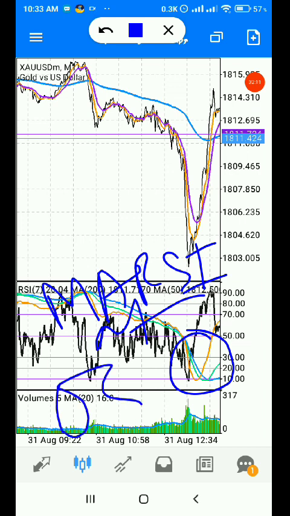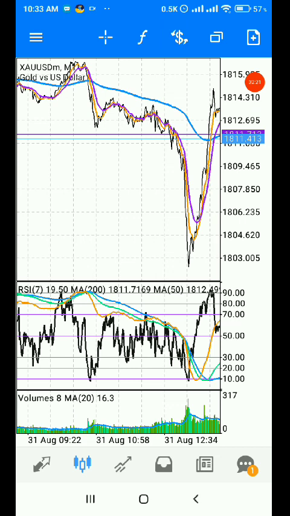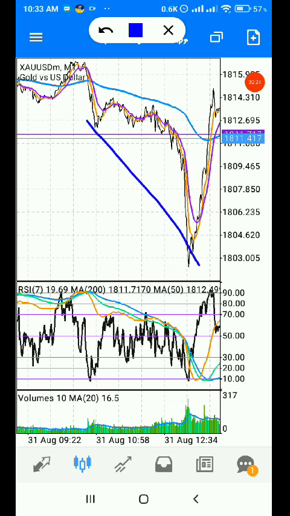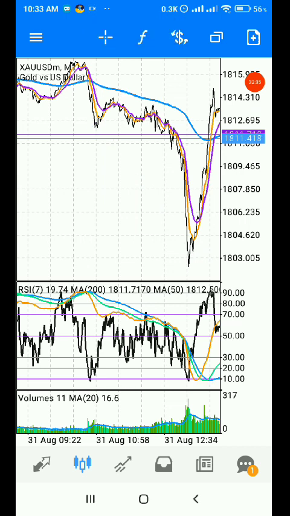Another signal here, MARSI in the oversold area. That is the buy signal. But we're not taking a buy early as long as we don't identify any divergence. So after confirming the divergence, we will take a buy entry from here. So now let's check the divergence.